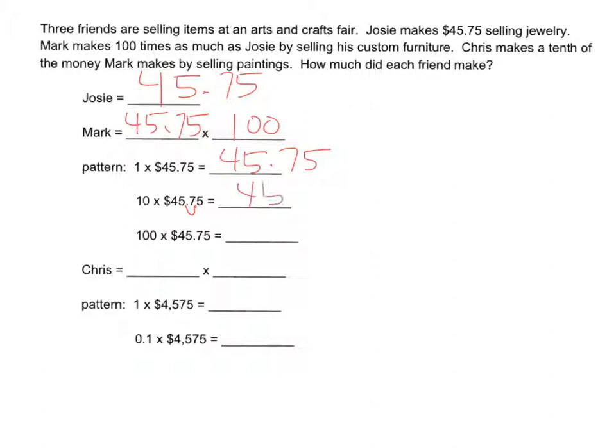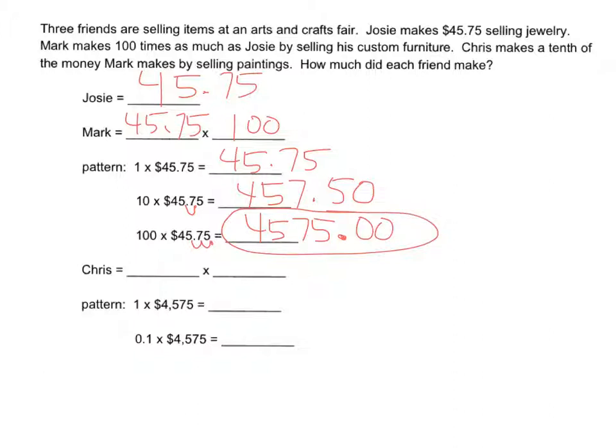Now, because I'm dealing with money, I can't just leave it like that. Because we're dealing with money, we know it has to have two places in the decimals. We have to go to the hundredths. So I'm going to put a 0 there. On my last problem with 100, my decimal is going to go here, 4575.00, and I am going to put the decimal and 00 because it's money. So I need to make sure that I have those decimals in place. So that means that Mark made a lot of money, $4,575.